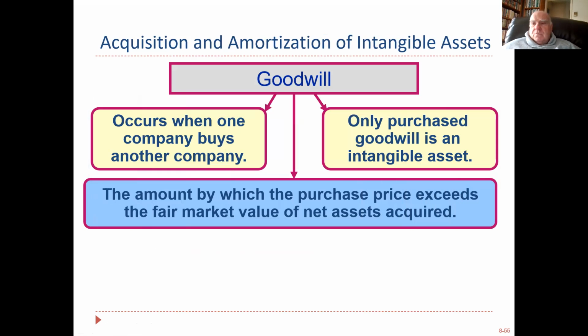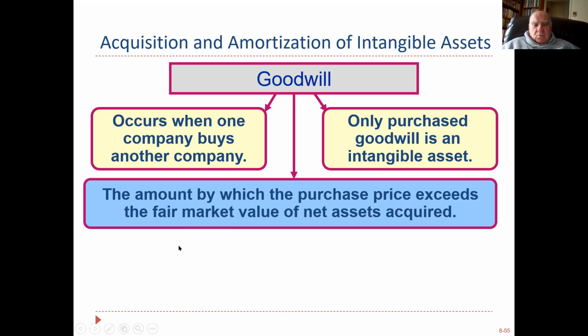Let's talk about something called goodwill. We got to do some goodwill hunting, if you know that movie, huh? Goodwill. This is an intangible asset. It occurs when one company buys another company, and only purchased goodwill is an intangible asset, okay? So it arises when one company buys another, and here's where the goodwill comes from. It's the amount by which the purchase price exceeds the fair market value of net assets. Notice it does not say the cost of the assets, the fair value.